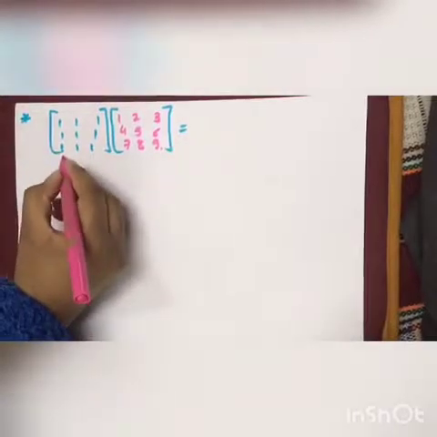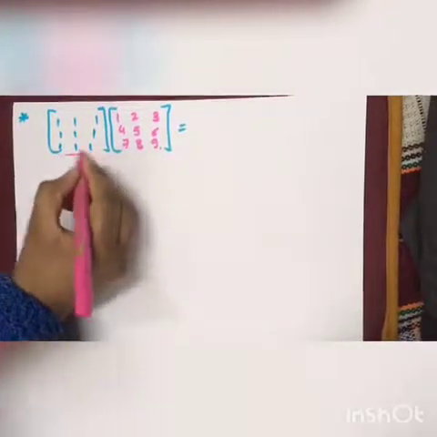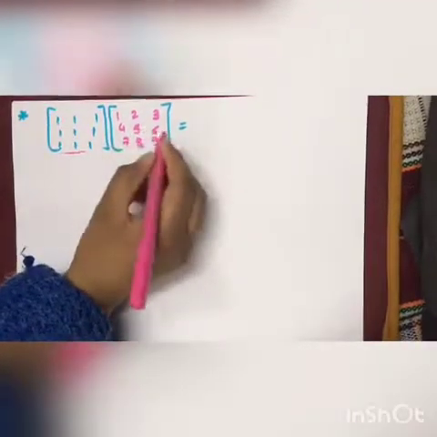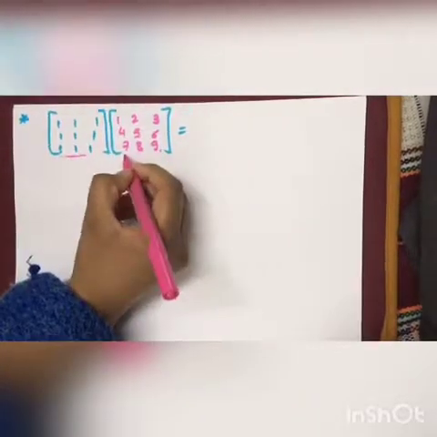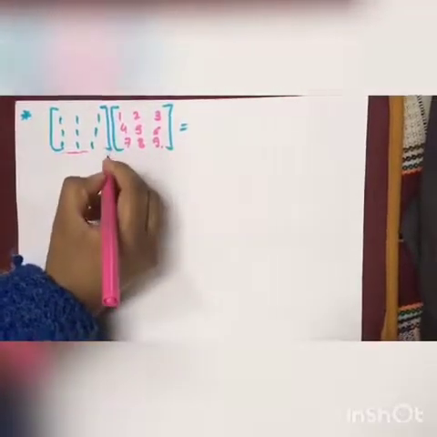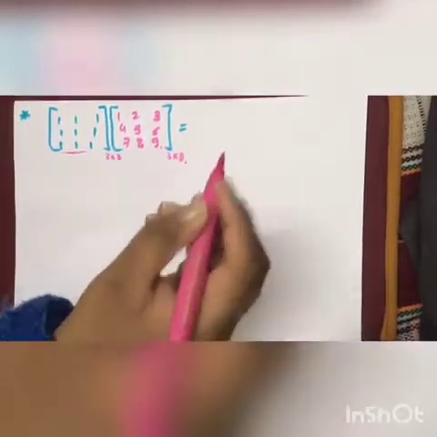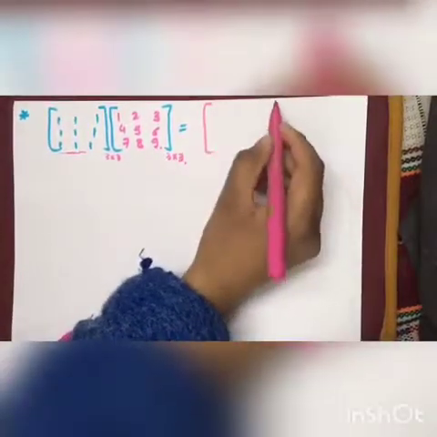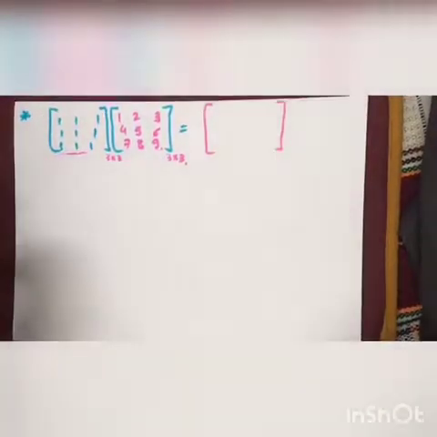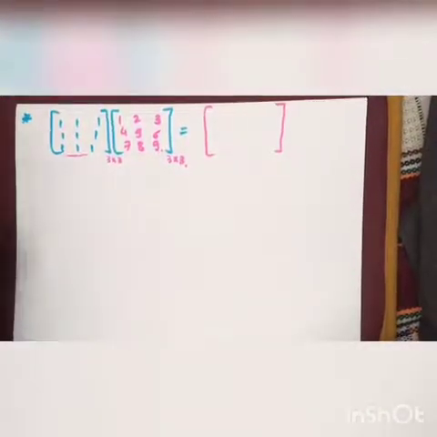Note that this is a 3 cross 3 matrix because it has 3 columns and 3 rows. This is also a 3 cross 3 matrix because it has 3 columns and 3 rows. So now the resultant would be simply just like we did for the 2 cross 2 matrix.